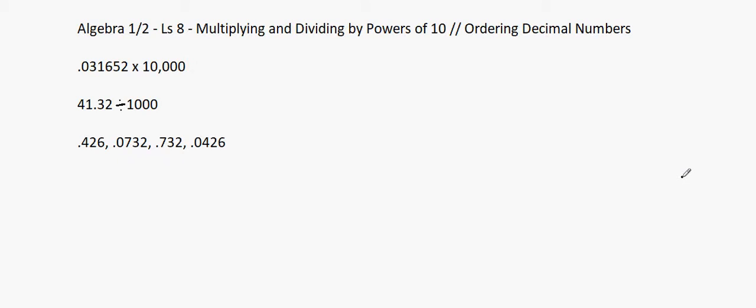Algebra Half, Lesson 8, page 31. We're talking multiplying, dividing with powers of 10, and we'll finish with ordering decimal numbers on a number line.